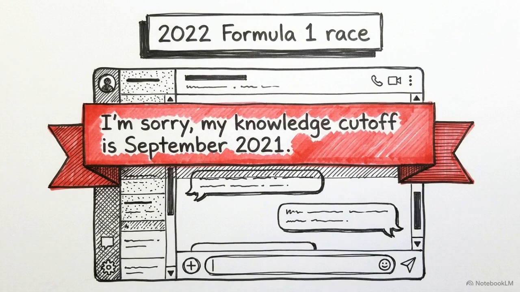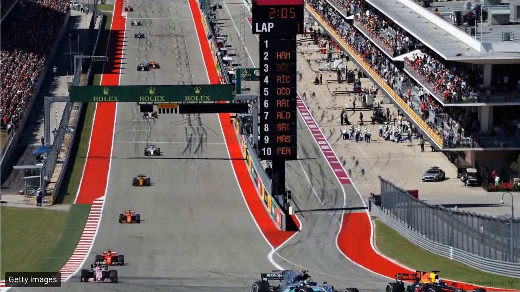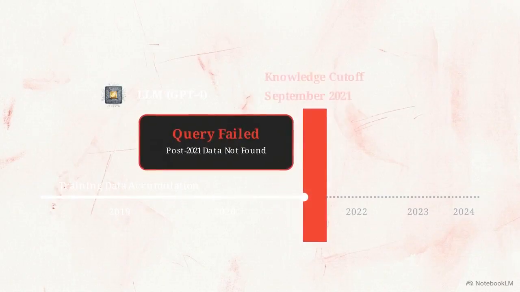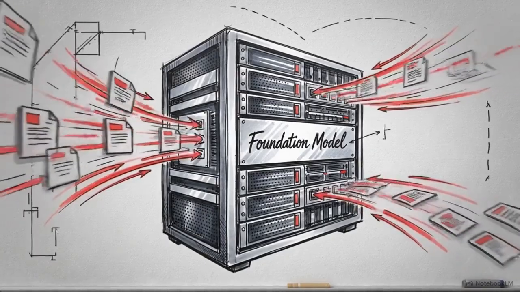This interface shows exactly where standard large language models hit a wall. Ask about a recent event, like a Formula One race after 2021, and the model fails because it is constrained by a strict cutoff date in its training data. Retrieval-Augmented Generation, or RAG, solves this problem.